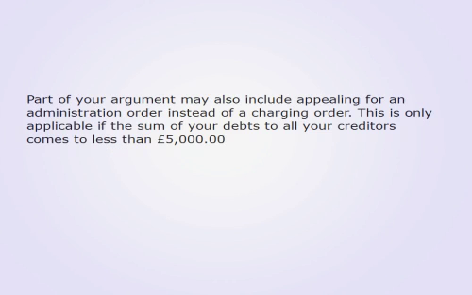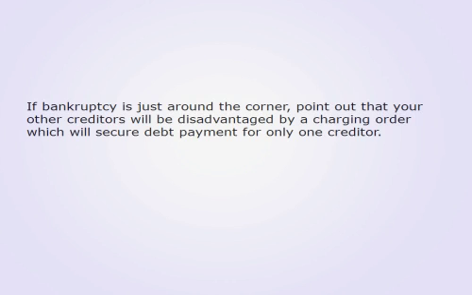Part of your argument may also include appealing for an administration order instead of a charging order. This is only applicable if the sum of your debts to all your creditors comes to less than £5,000. If bankruptcy is just around the corner, point out that your other creditors will be disadvantaged by a charging order which will secure debt payment for only one creditor.